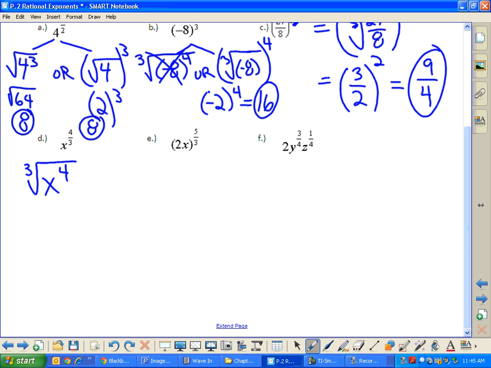Do you remember how to simplify this? Do you, Chris? Yeah, you got to ask yourself, how many times does 3 go into 4? 3 goes into 4 one time. And there's 1 left over underneath.